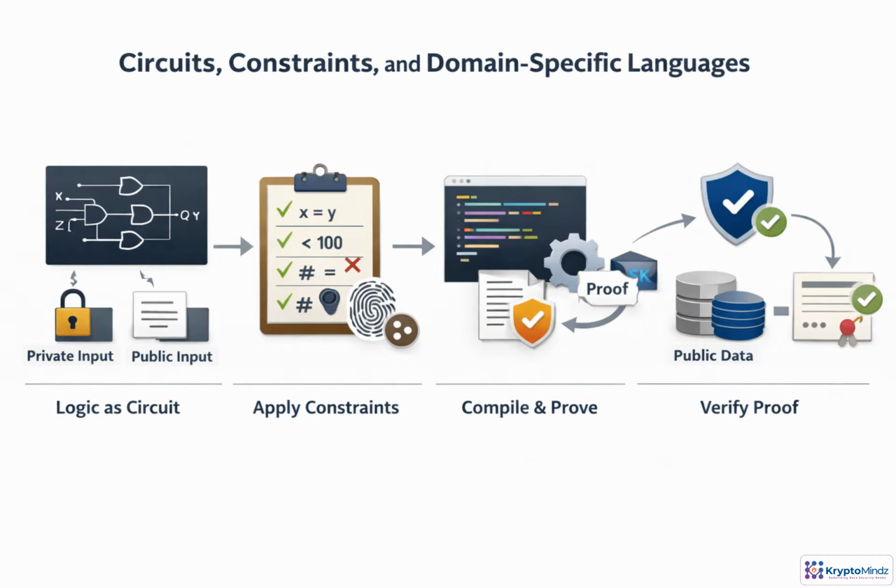Most ZKP frameworks express that truth condition as a circuit, the exact logic that must hold. Private inputs, like a credential or secret value, are combined with public inputs, like an issuer key or threshold. Constraints capture the rules: age is at least 18, a hash matches, or a signature verifies. A domain-specific language makes those rules writable by developers, then compiles them into proof generation and verification.